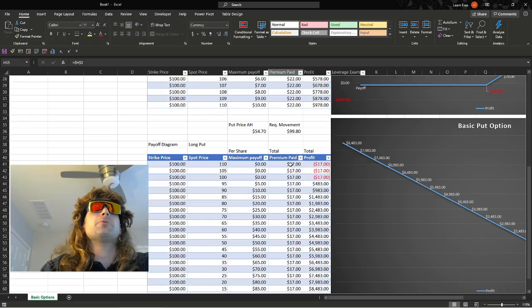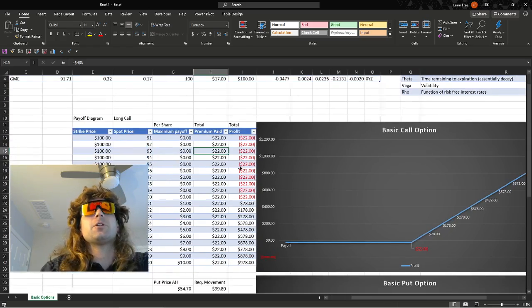All right, now let's go to a put. Well, so here, this is the call option diagram. I lied.